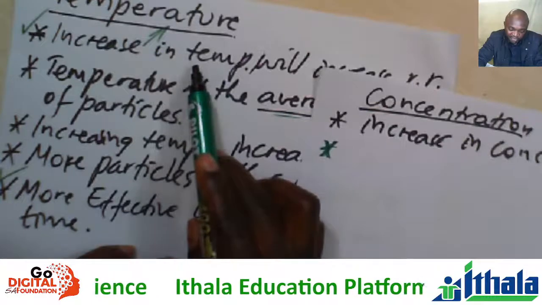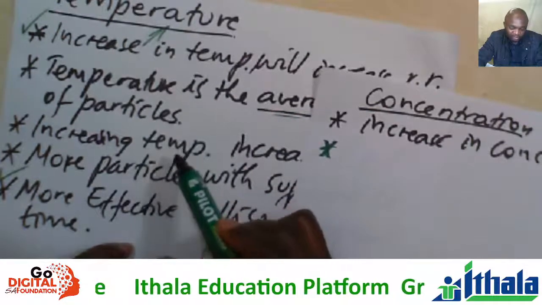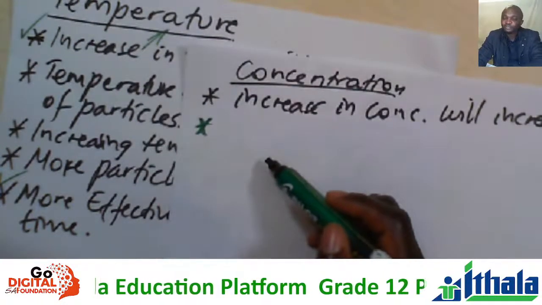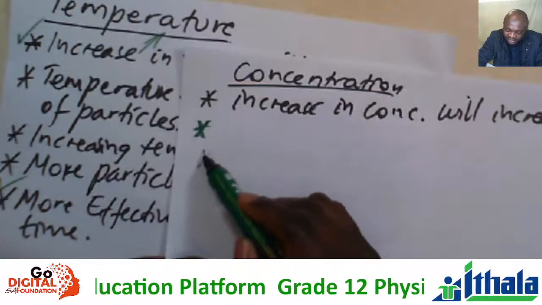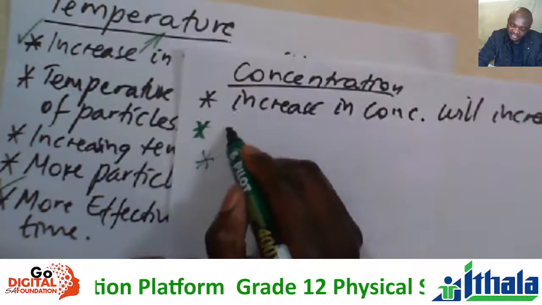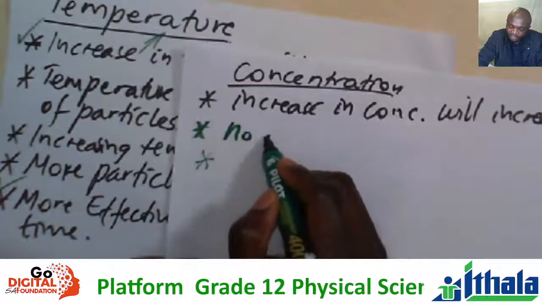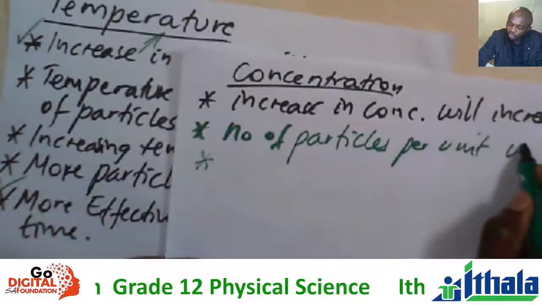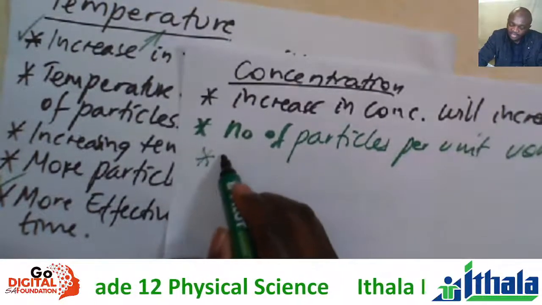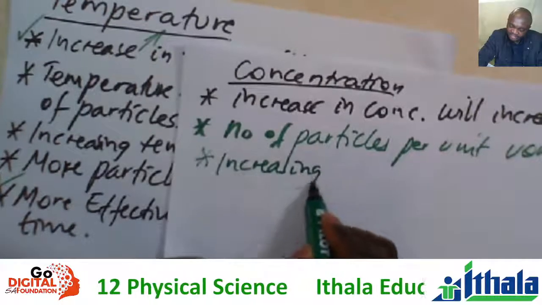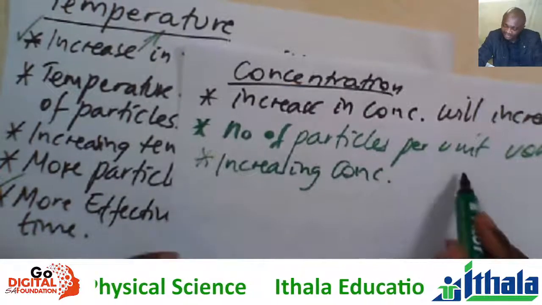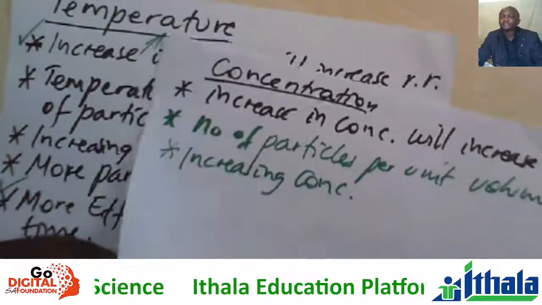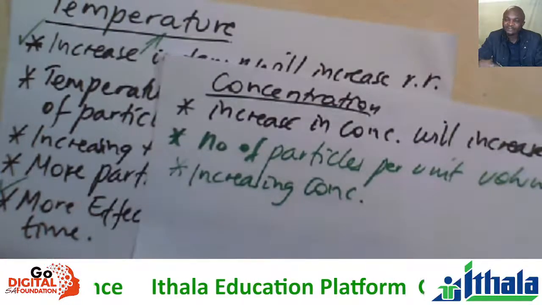Now we come back to the first one, and ask what happens when we increase that. As we said, concentration is the number of particles per unit volume. So when I increase concentration, what will it do? It will increase the number of particles per unit volume. That means there will be many more collisions, because there are more particles per unit volume.